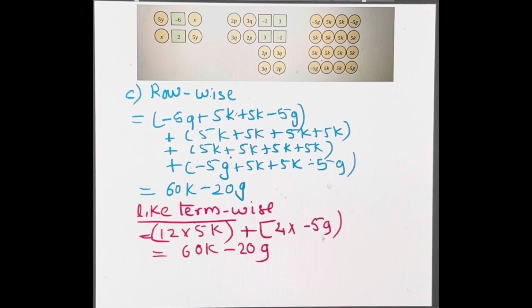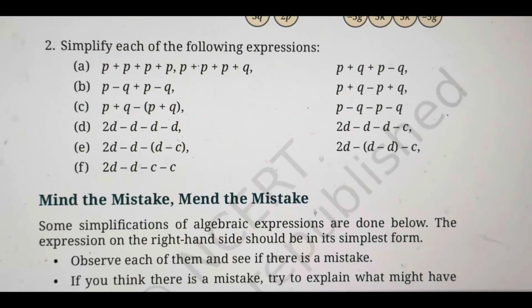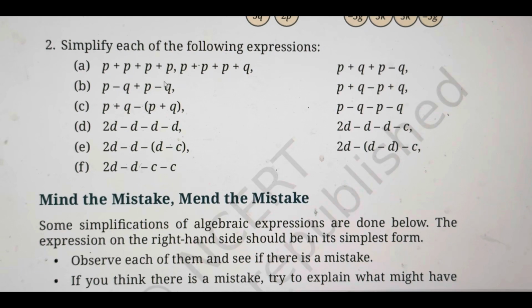That is most important. Let's solve question number 2. Simplify each of the following expressions, right? So there are commas in between. You can see in the first one, there are 1, 2 and 3 expressions separately. Okay, just observe this comma, don't get confused.